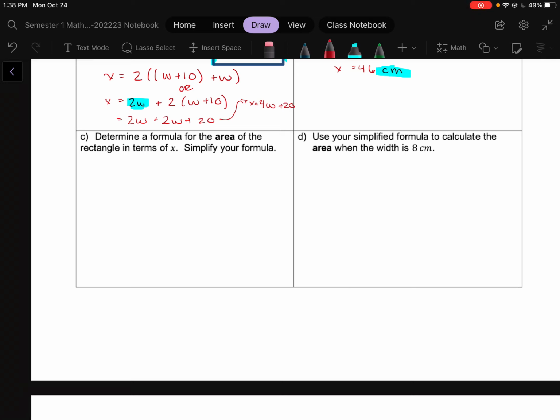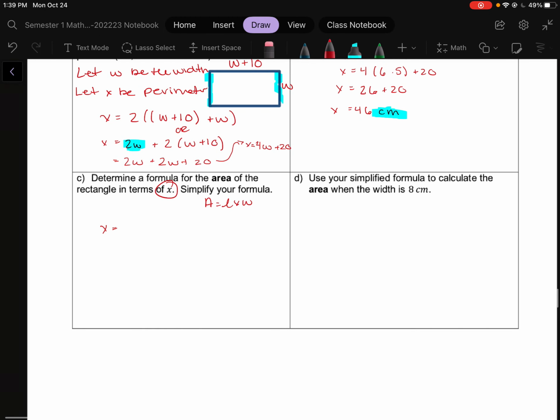C, determine the formula for the area. So area, we know area is going to be equal to length times width. So now we're going to be using it in terms of X. Okay, so X is going to be our answer. So length, we know one length was W, and that's going to be times our width, which is literally W plus 10.